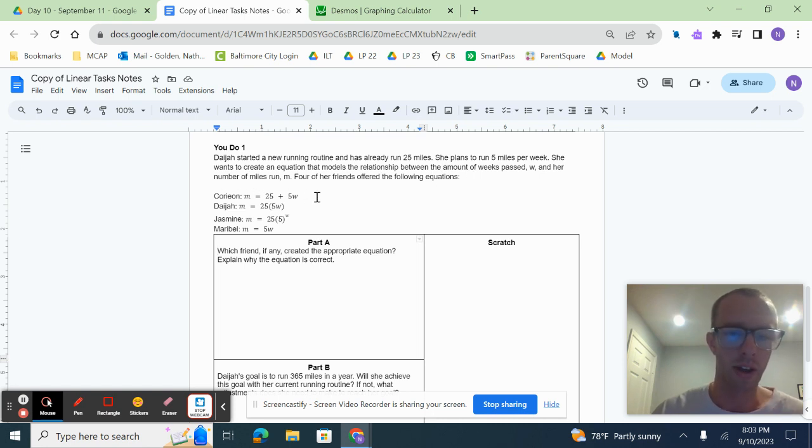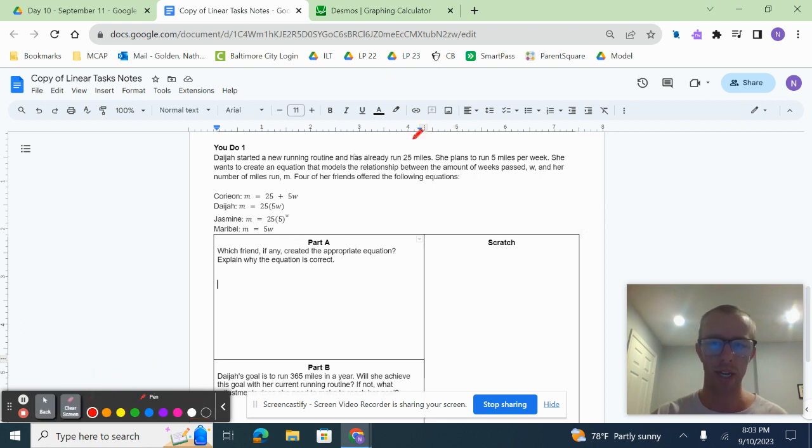Corian, M equals 25 plus 5W. Deja made her own equation, I guess: M equals 25 times 5W. Jasmine, M equals 25 times 5 to the Wth power. And Maribel, M equals 5W. It says, which friend, if any, created a correct equation? Explain why the equation is correct. Well, hopefully you got this. The correct equation is Corian's. And the reason we know that, and hopefully you used the words constant rate in your explanation, is that she runs 5 miles per week.